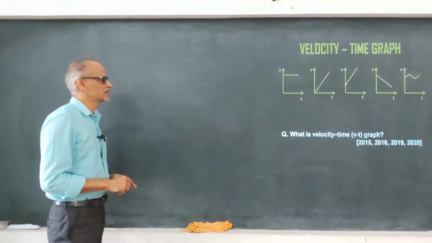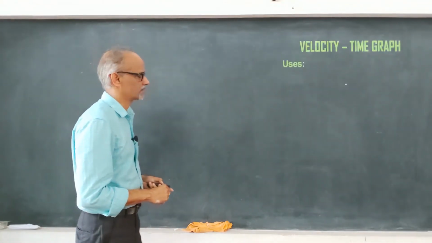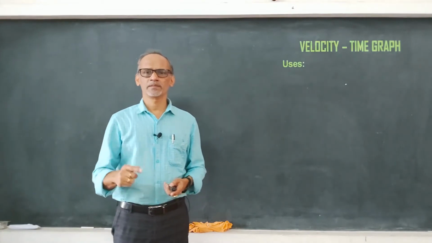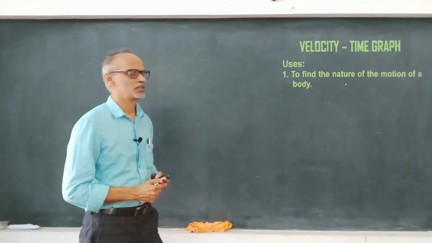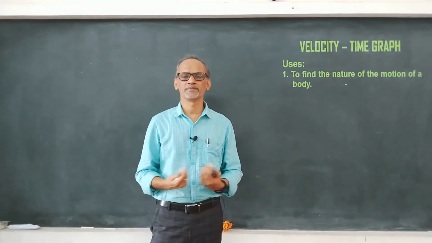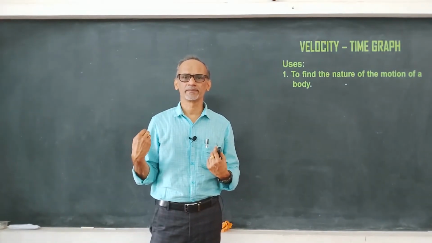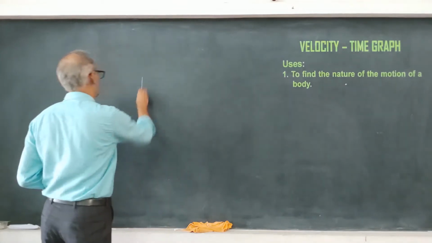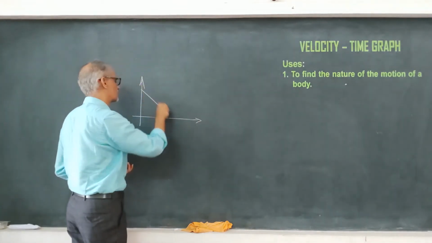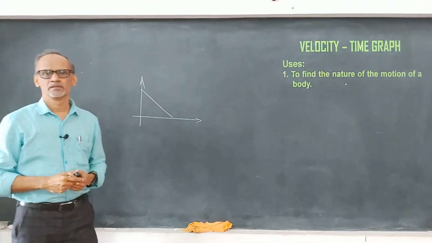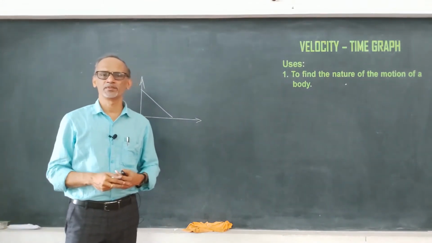So what are the uses of the VT graph? One of the uses, just now I had mentioned it, is to find the nature of motion of a body. We can find the nature of motion just by looking at the graph, correct? I had already given the example, I'll give it once again. Imagine if this is the graph. Isn't it easy to find the nature of motion of the body?